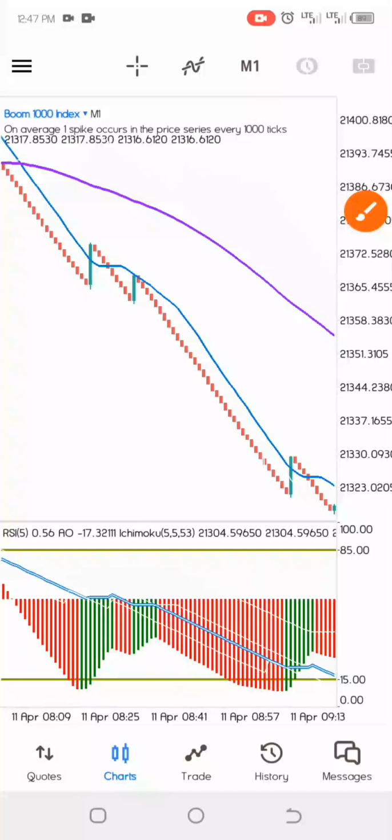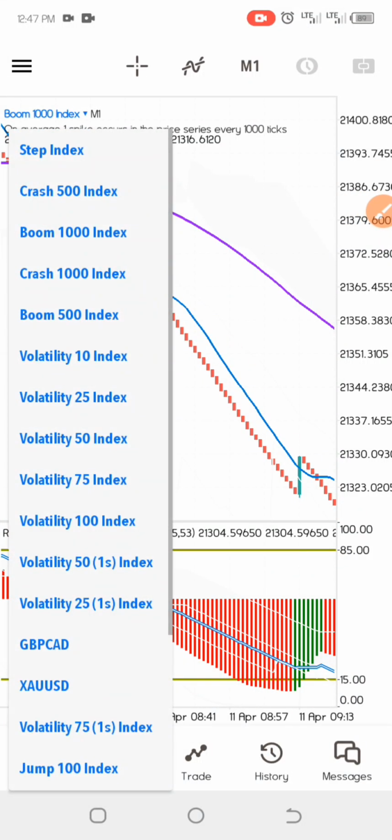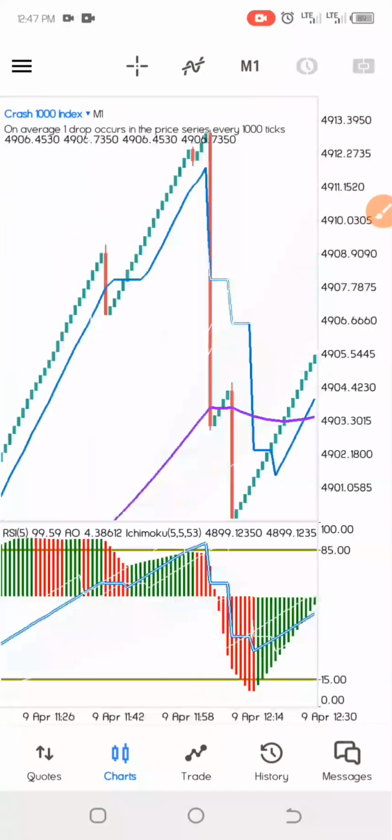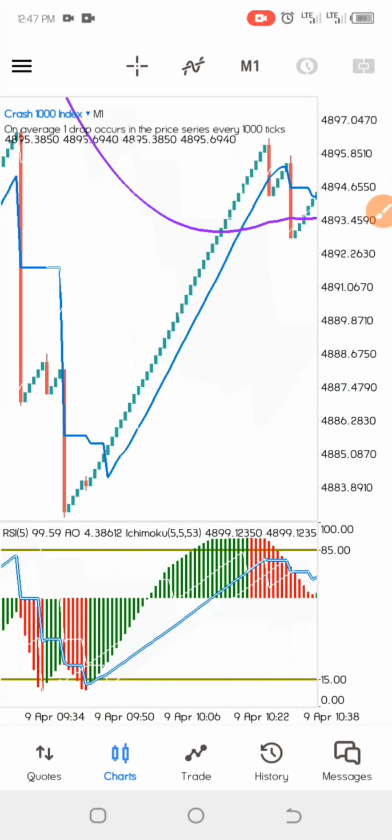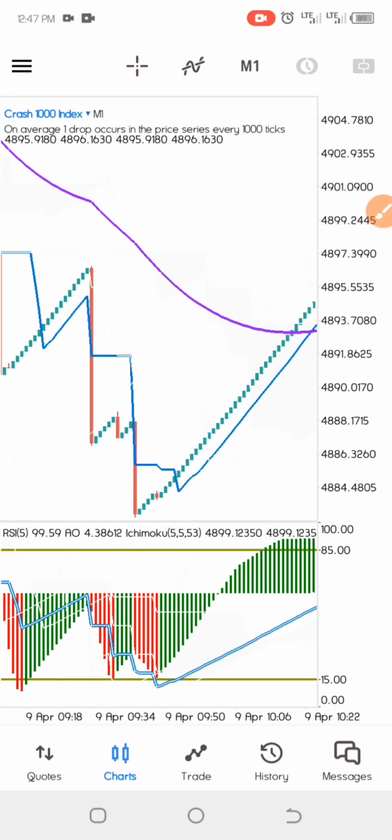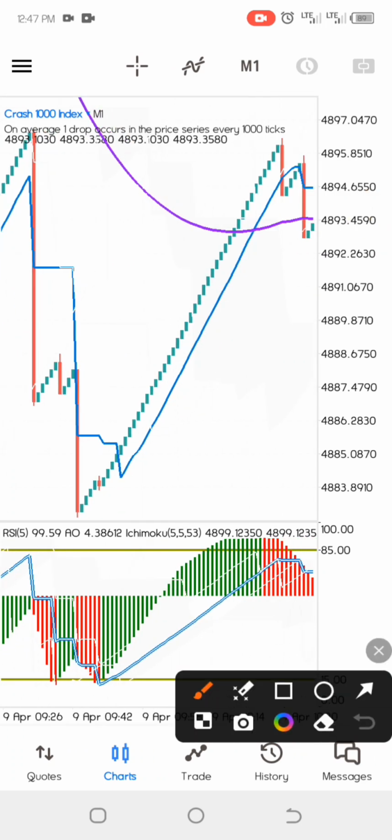Okay, so I'll give you guys one more example, and I'm going to show you guys the settings of the strategy. Now this is another example right here. Now let's look for clean entries because we are not just entering a trade. Now sometimes on Crash you might have better opportunity with a lot of spikes, and on Boom you might also have some opportunity with a lot of spikes. Now what can we see right here?